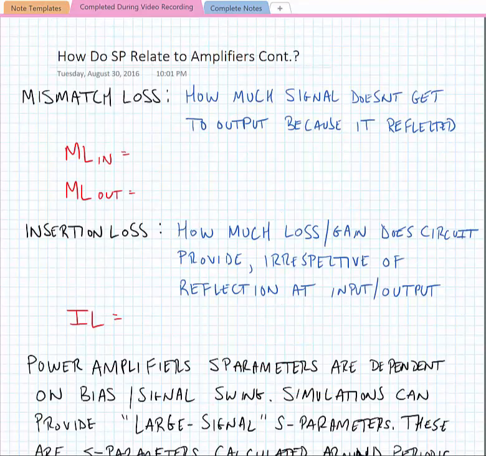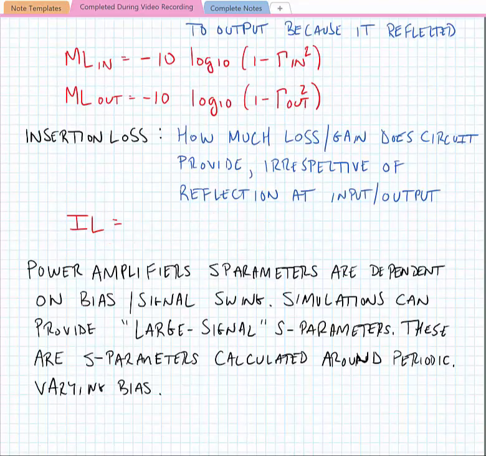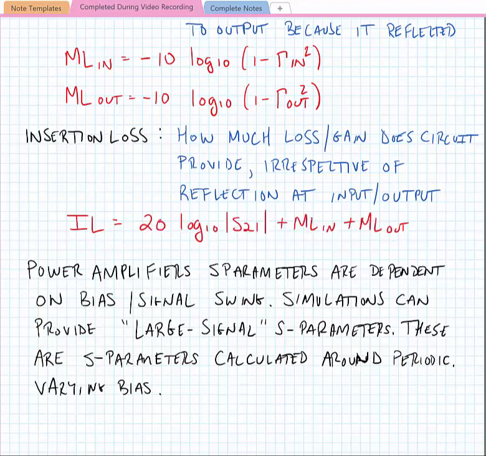A few other parameters of interest are the mismatch loss. The mismatch loss tells us how much signal doesn't get to the output because it was reflected at the input. Mismatch loss we can calculate at the input or the output simply by knowing what the reflection coefficient at the input or the output is. Okay, so this is basically telling us how much signal is lost due to reflection. If we know the mismatch loss, we can find the insertion loss in the device, and this tells us how much loss or gain does the circuit provide irrespective of if there are reflections at the input and the output. And in order to find the insertion loss, we just add the mismatch loss at the input and output ports to the S21 of the device.